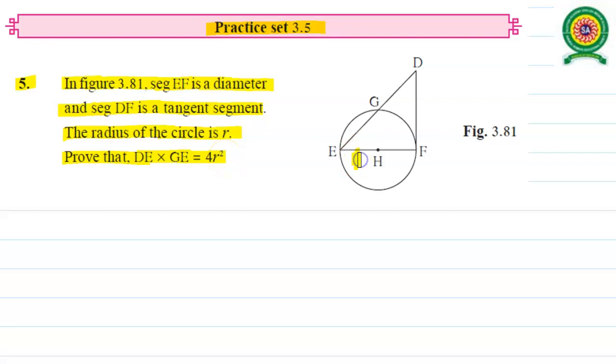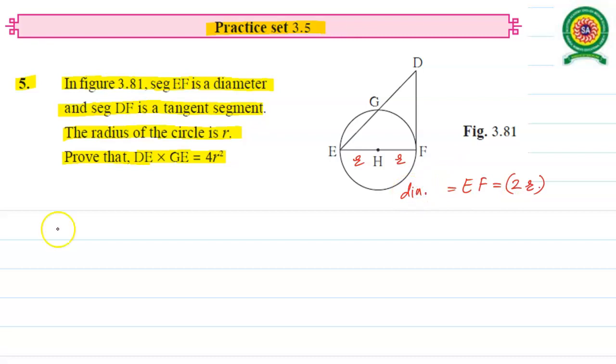Now we have given the radius of the circle is R. That means EH and HF are the radii of the same circle having the center H, so that both are equal to R and R. So we can write now the value of EF. We have R plus R is 2R, and EF is nothing but the diameter of the given circle.